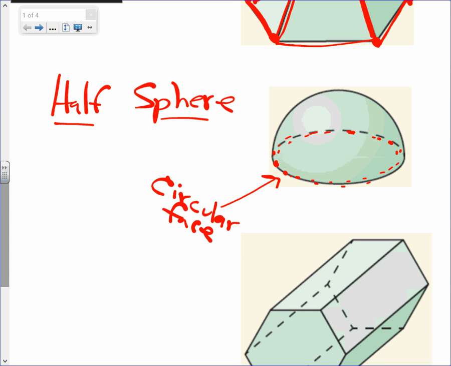Now, if I wanted to find the surface area of this half dome, this half sphere, it's like a domed surface. Look at that. How will I find the surface area of this? It's not made up of flat rectangles like we did yesterday. It's not made up of flat surfaces. Flat surfaces are kind of easy. But how am I going to find the surface area of half a dome?